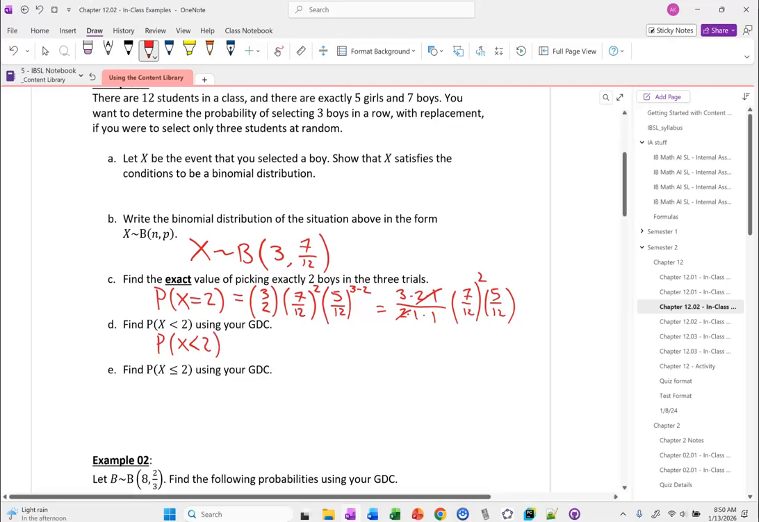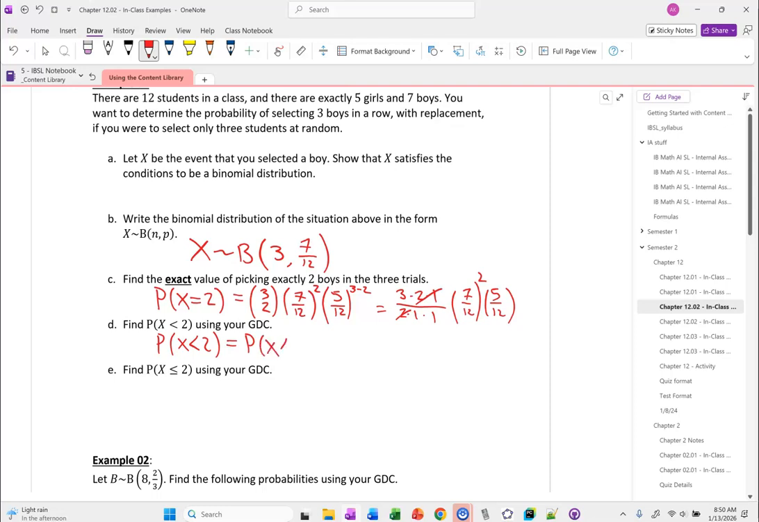I'll tell you what you did wrong. You have to switch it up. Okay, how many boys are less than 2? How many boys can you draw that's less than 2? 1 or 0, which is less than or equal to 1. Now you're ready to do a CDF because you have a less than or equal to. You can't do a CDF on less than 1.